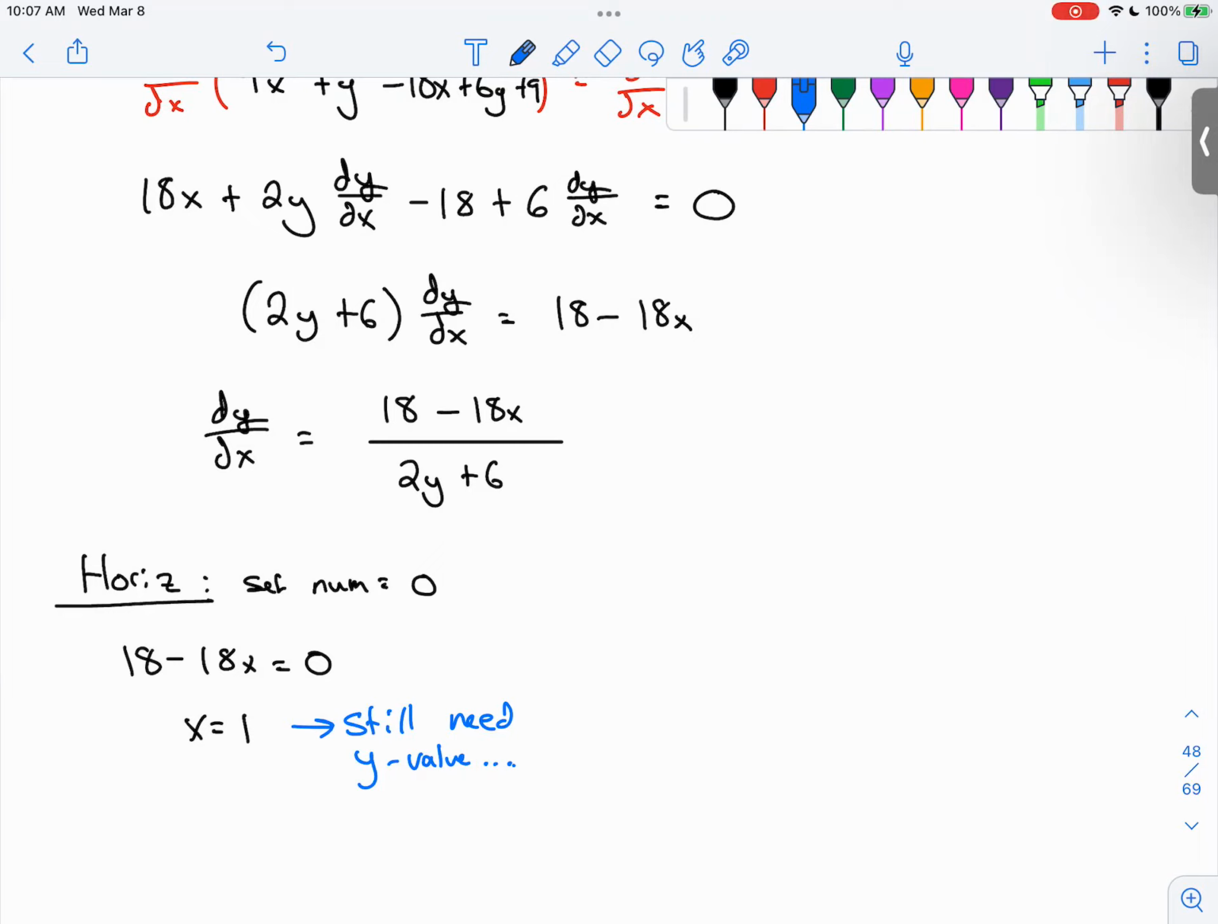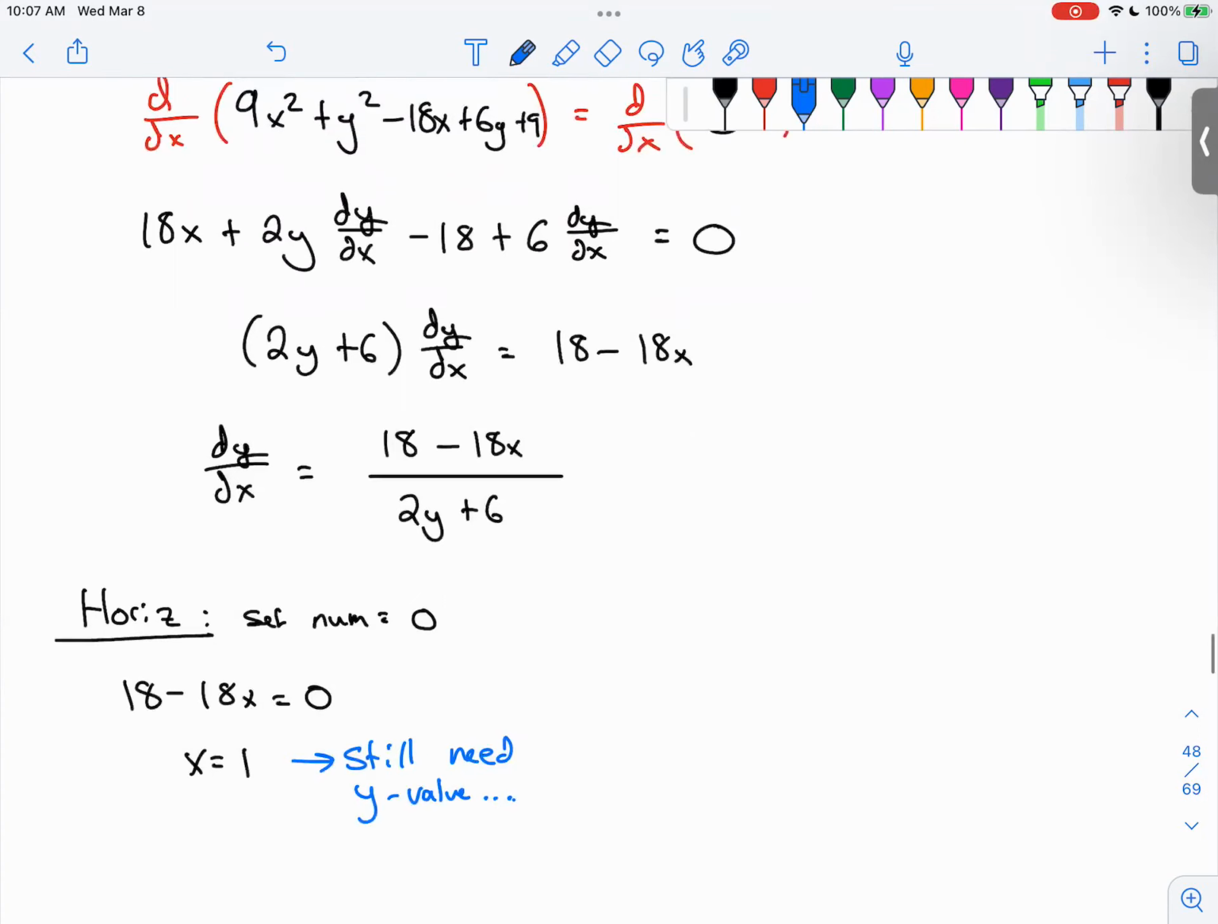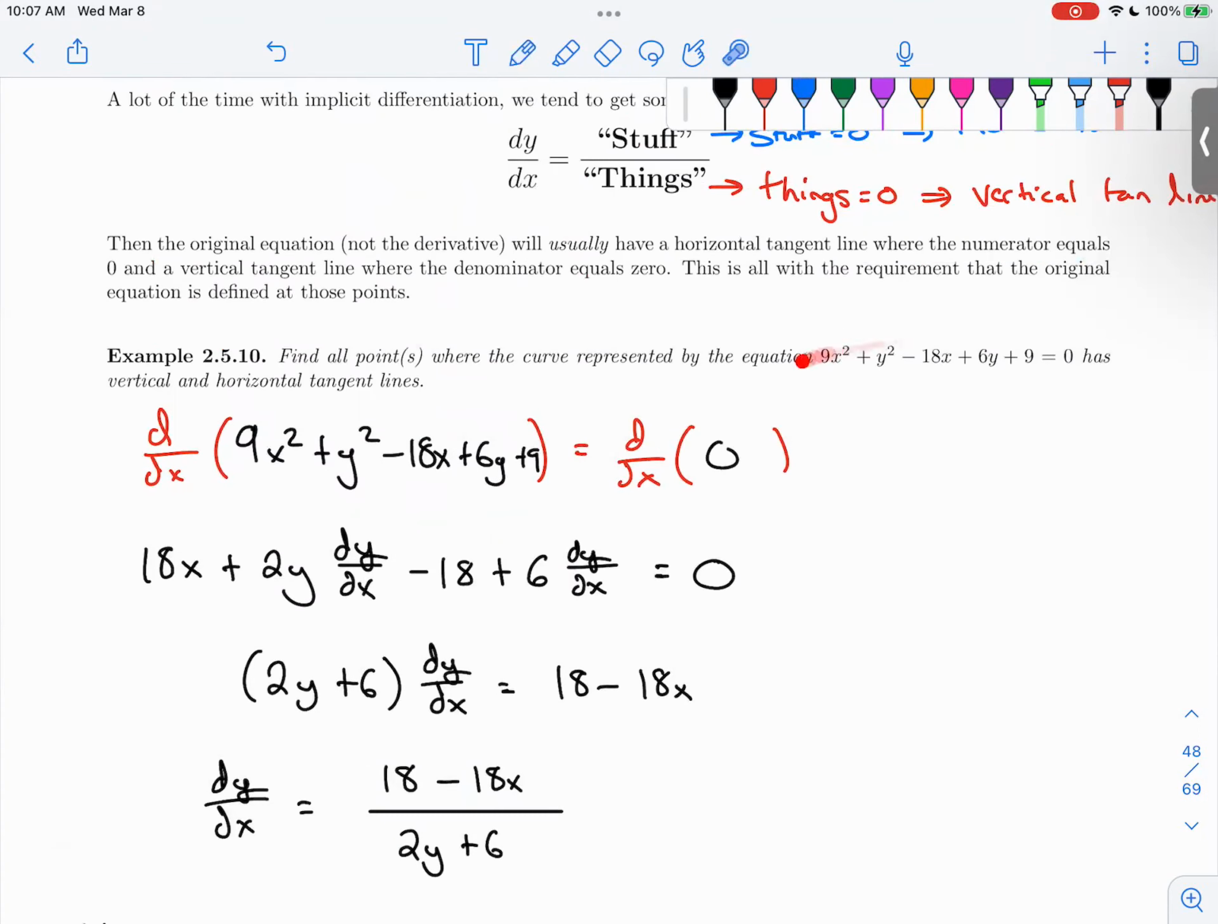So why would we plug in 1 into the original equation? Remember what an equation is. It's the set of all the x, y values that satisfy that equation. That's the graph. The graph of this equation here is all the x comma y's that make this equation true. So if we found our x value, we plug in and find our y value, and that will give us the corresponding points on the graph that have an x value of 1.